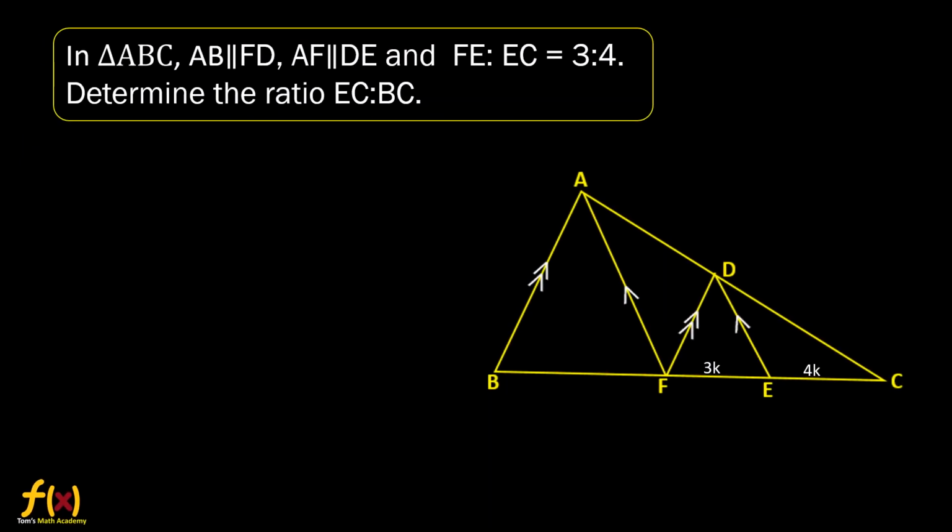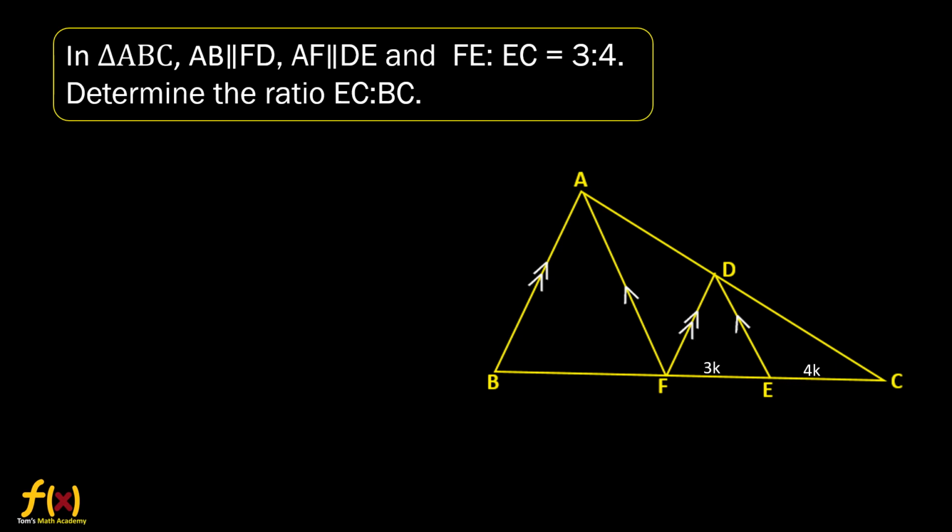In triangle ABC, AB parallel FD, AF parallel DE, all these are marked. FE is to EC is 3 is to 4. So we mark 3K and 4K. That's our technique. Now, also, you can see the parallel lines here.